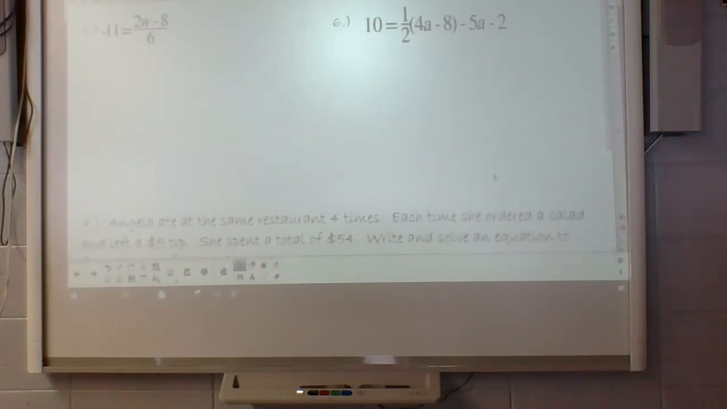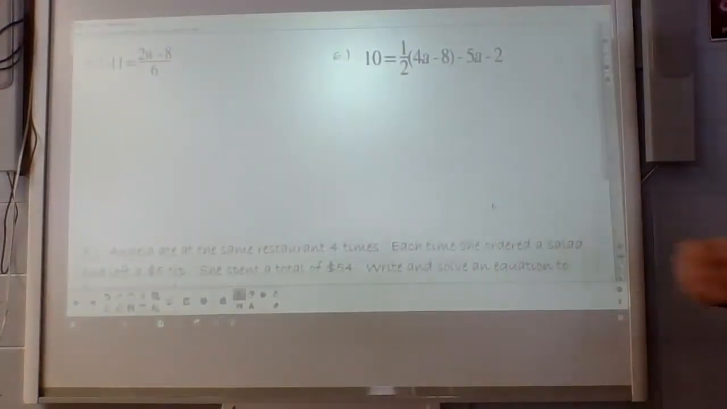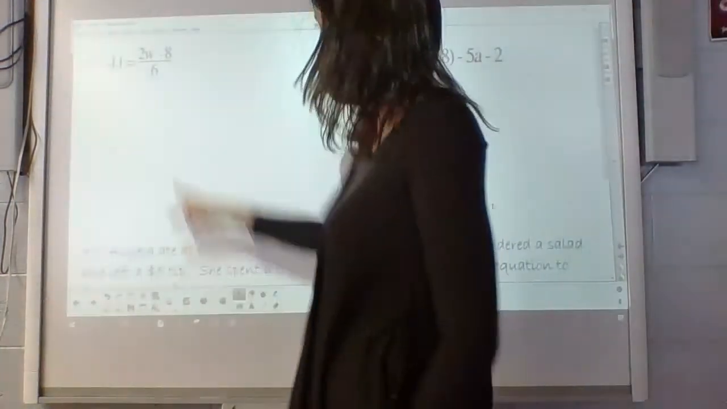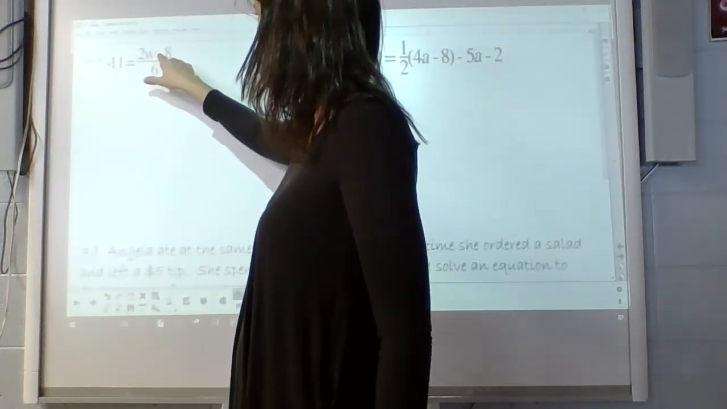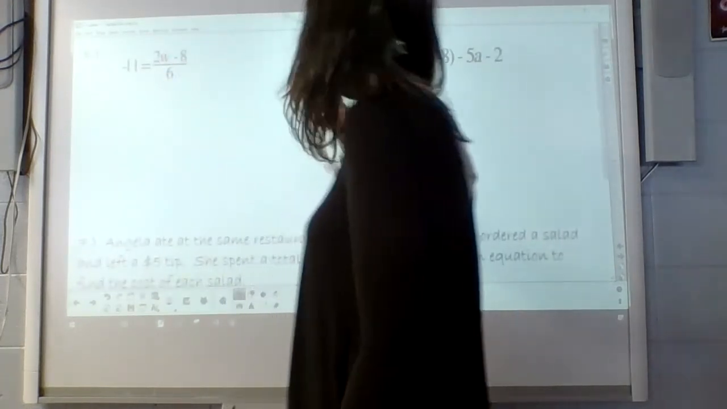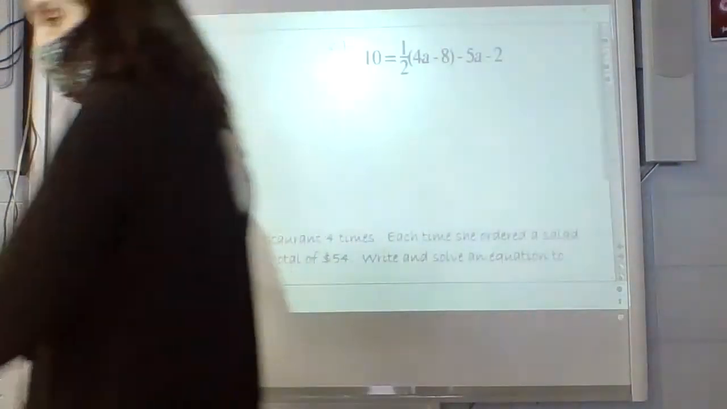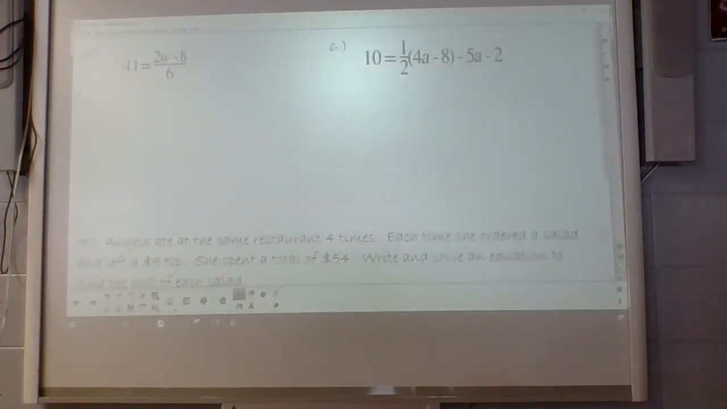All right, so let's finish up these last few questions. I just wanted to review, because we've kind of done one like number 5 before. What do I need to do first in number 5? Yeah, go ahead. Divide 2w and then 8 by 6. You could do that. So you could divide them both by 6, like distribute that 6.